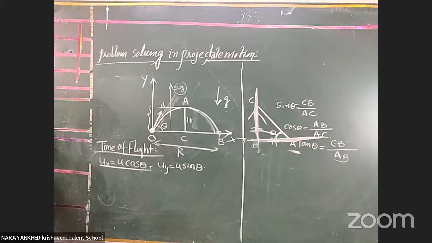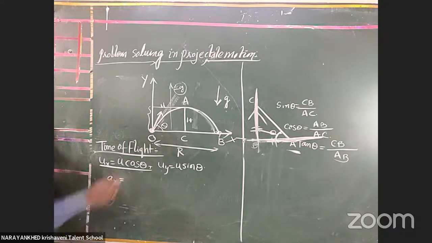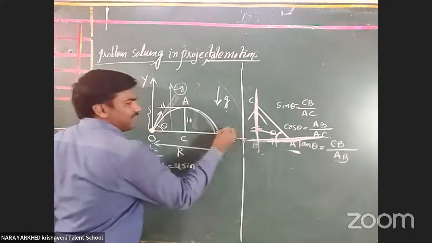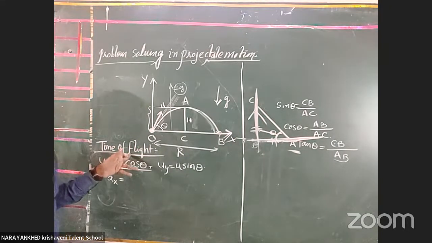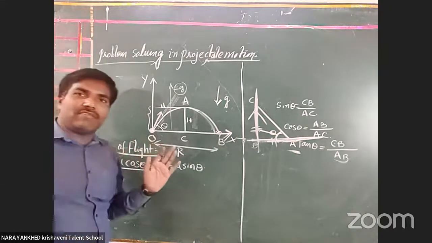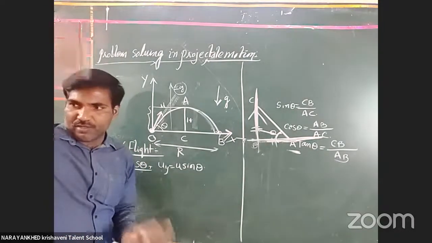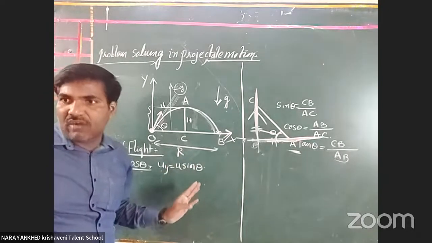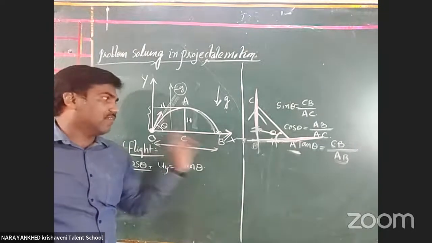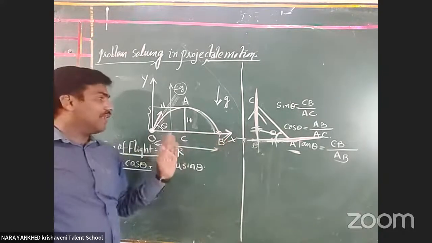Next, after this, we have to go with the acceleration. What is the acceleration along the x-axis? Is the body accelerated along the x-axis? No. We want to find the time of flight. Flight means it will be in the air. Air means it is vertical components only. There are no acceleration components along the x-axis. Along the x-axis, the body is not moving. Along the y-axis only it is moving.